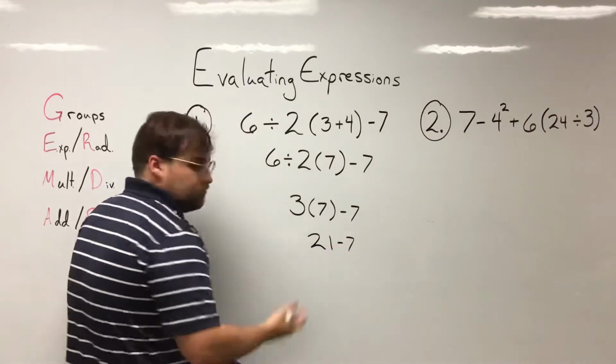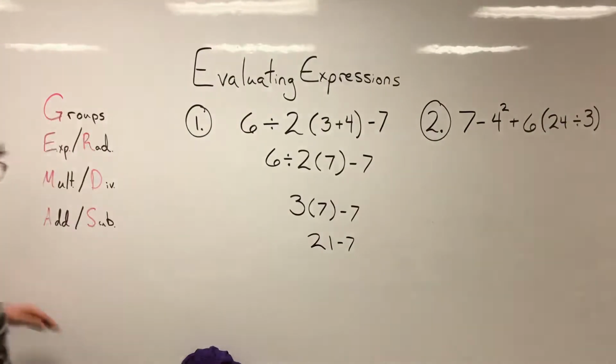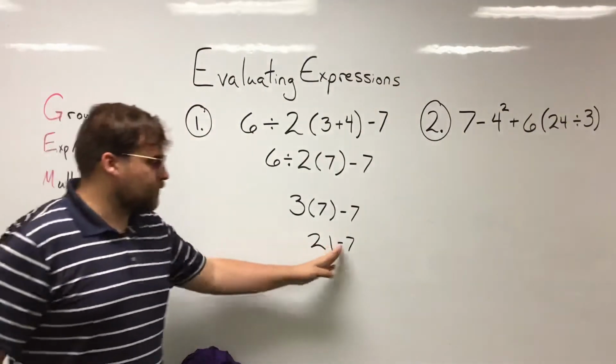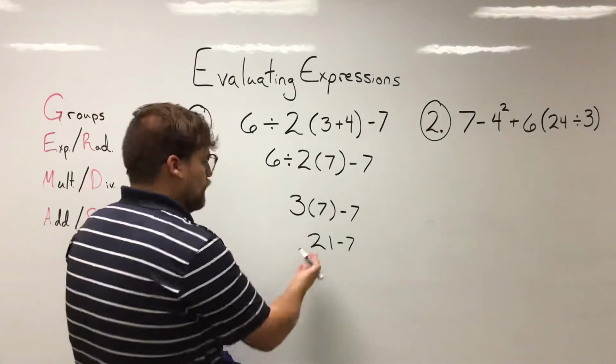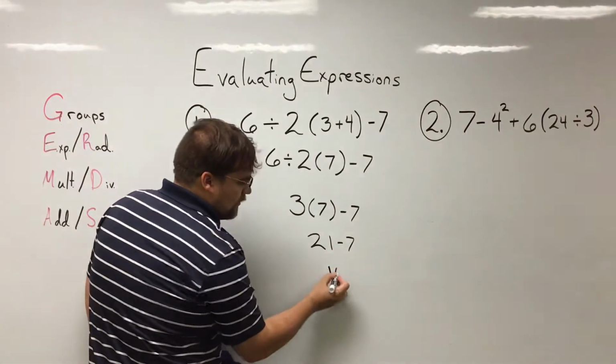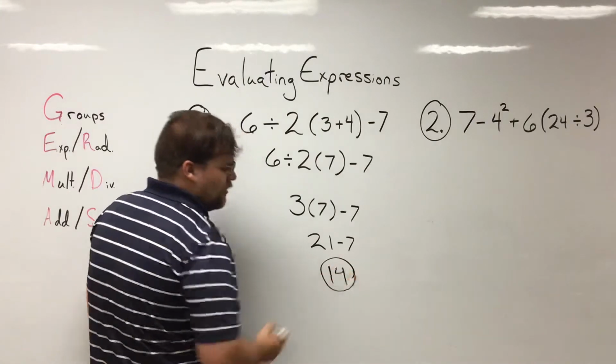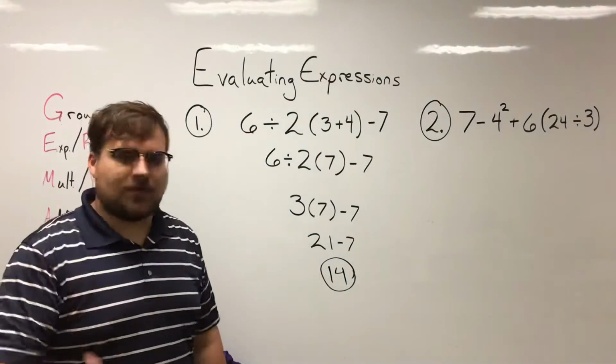And then we're down to the last step of our equation. We finished up multiplication and division. We can go to addition and subtraction. Obviously, we just have one subtraction part left here. 21 minus 7 is going to give us 14, and we have finished evaluating that expression.